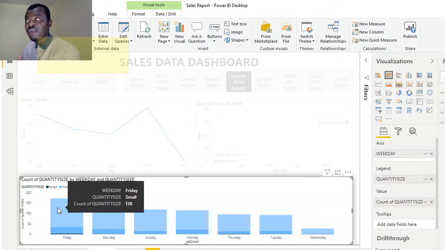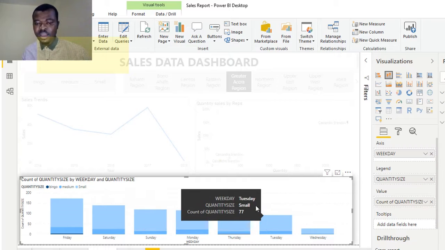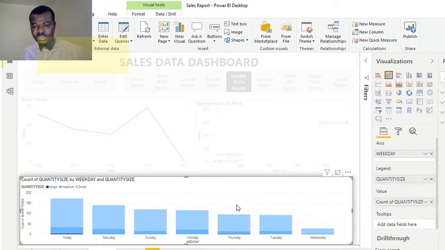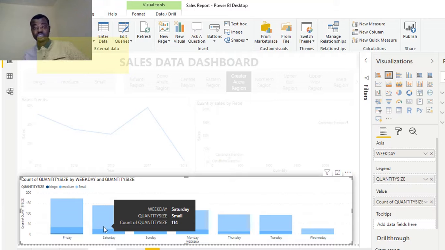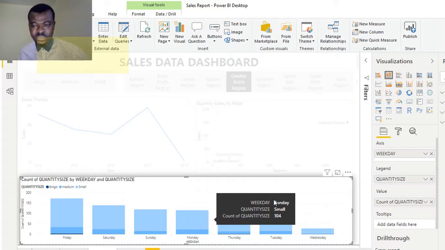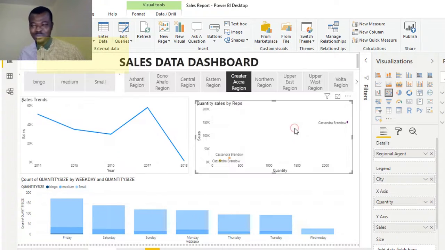So anytime you have any adverts to do, it is better we focus on adverts that will come in on Tuesdays, on Wednesdays, because per the data for the 5-year period, Fridays and Saturdays we get most of our sales. That is so easy, an easy way to do your data analysis.